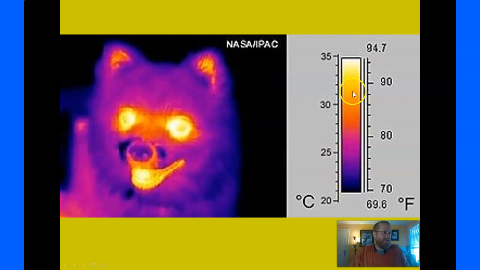And there's your temperature scale via color scale. Most of your infrared cameras, you can actually change the color scale to be whatever you want it to be. Whatever floats your boat. Alright, that's infrared for you.